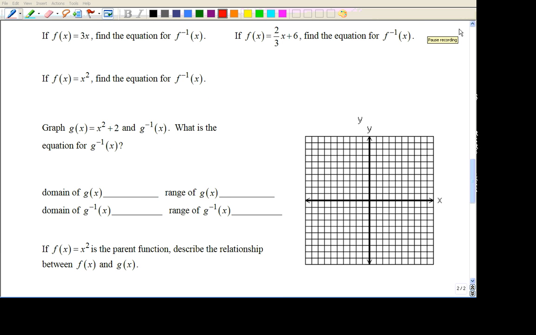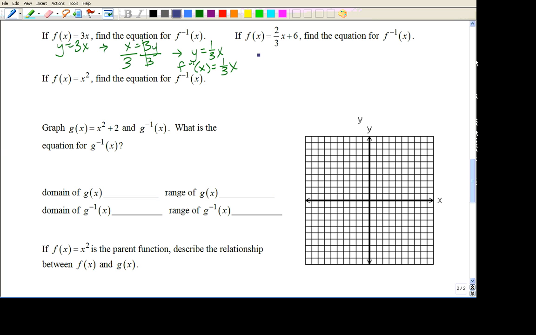So for each of these examples, let's find the inverse function or the inverse equation for each of these functions. So we're going to do the same thing we did before and just switch the x and the y. So if this was y equals 3x, then we're going to switch it into x equals 3y, and then we'll solve for y again. So on this one, we'll get y equals x over 3, or 1/3 x. So our inverse function is 1/3 x.